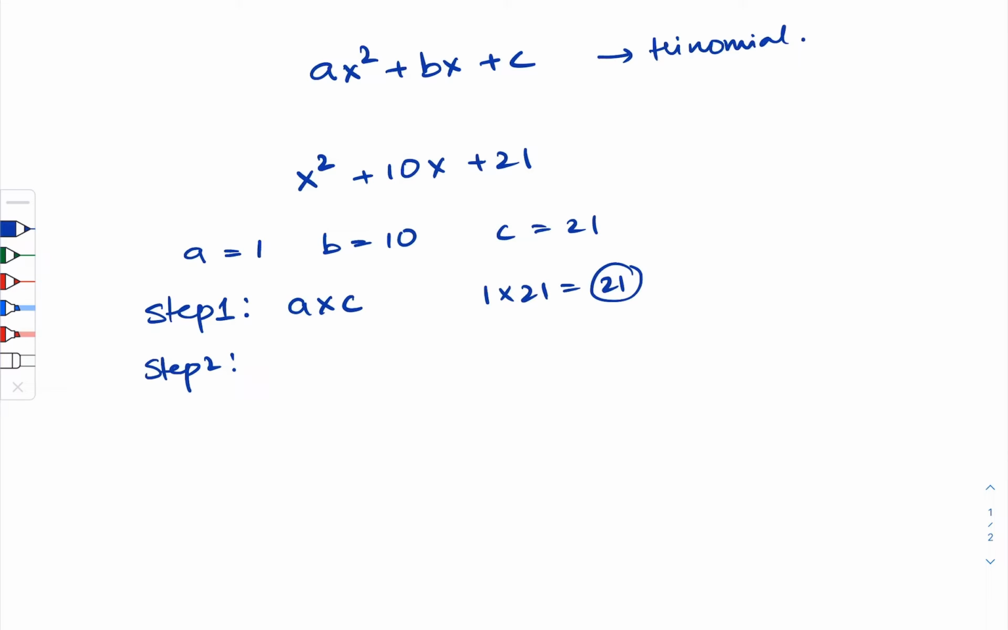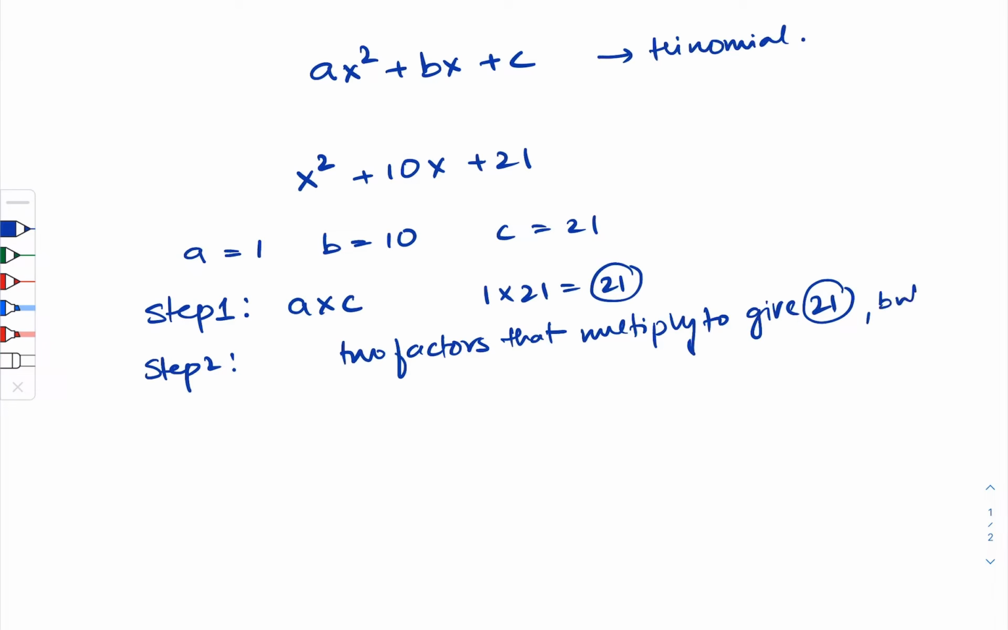Step 2, I want to find two factors that multiply to give 21, but add or subtract to give the b term. In this case, the b term is 10.